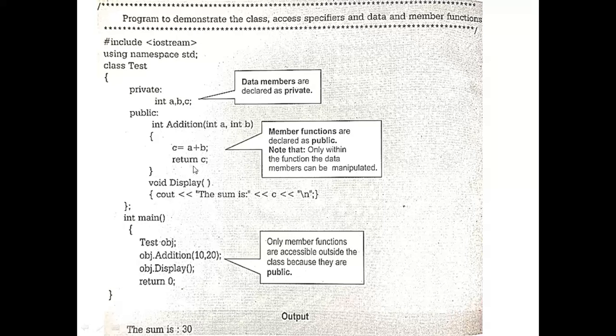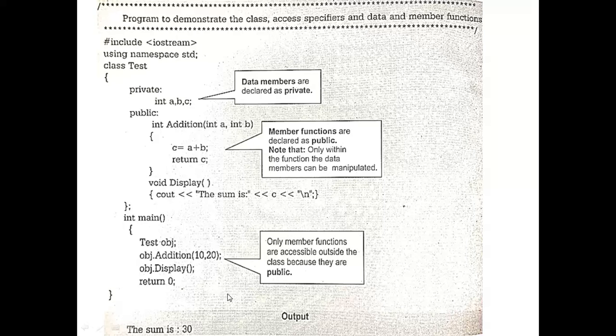Then the addition function is called, and the addition process is performed, and the answer is stored into c variable. In the same way, in the next line, that is obj.display, we are calling the function display using an object of test class, that is obj.display. The display function will be called, and in display we are displaying the value of c, that is the addition, and hence at the output we get the sum as 30.